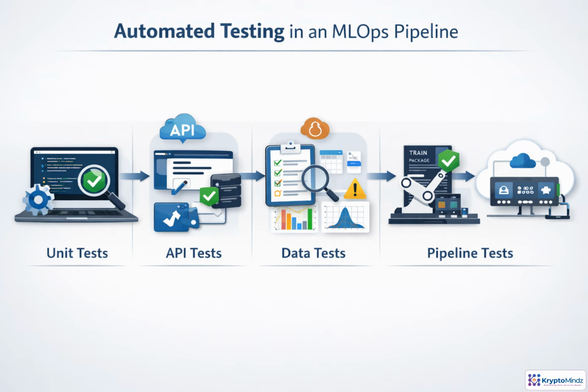Testing is the safety net for every model change. Unit tests protect pre-processing and helper functions. API tests confirm that prediction endpoints return the right status codes, formats, and errors. Data tests check schemas, missing values, ranges, and feature expectations. Pipeline tests make sure training, packaging, and deployment still work together before anything reaches production.